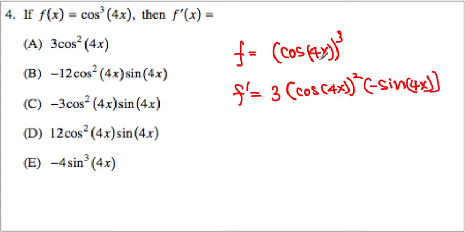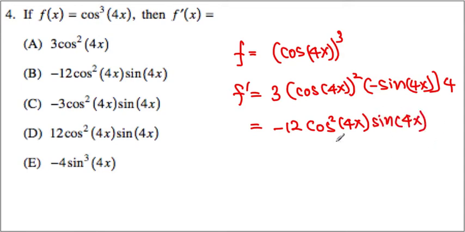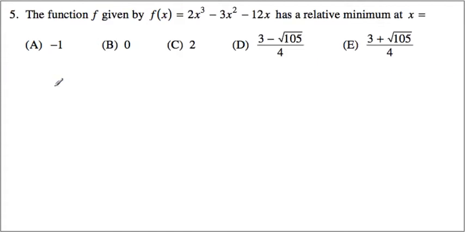Now the innermost, if you take the derivative of 4x, it would have been equal to 4. So therefore, if you combine everything together, we'll end up getting negative 12 cosine squared of 4x times sine of 4x. Now, which one of these are our answers? It looks like choice B. Alright, let's look at number 5.